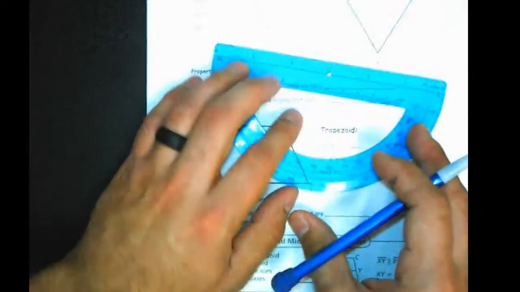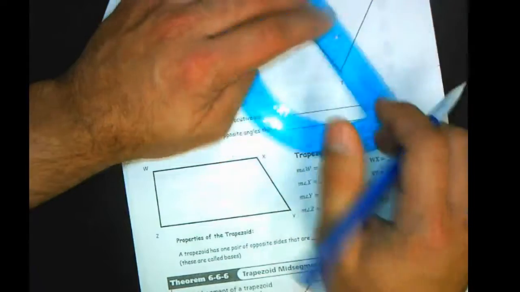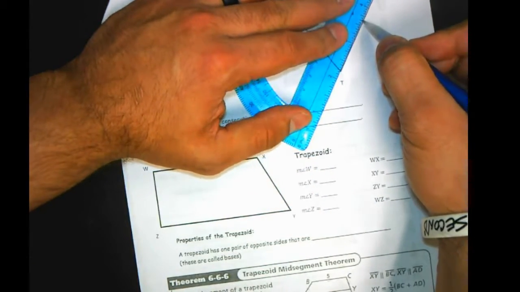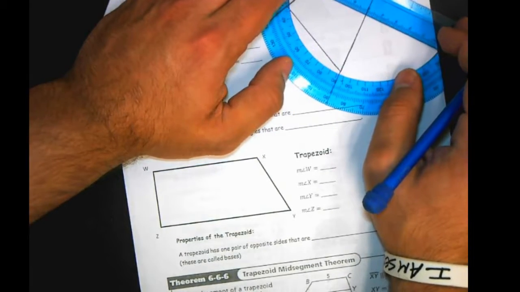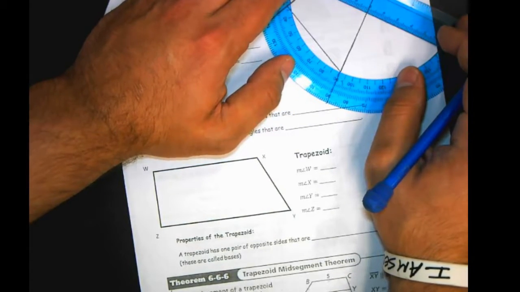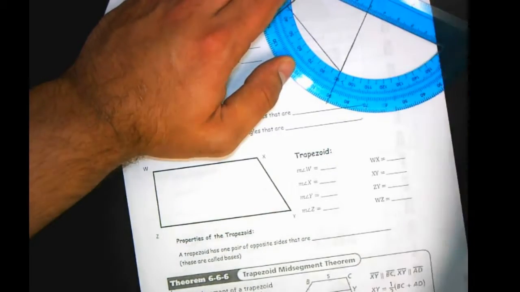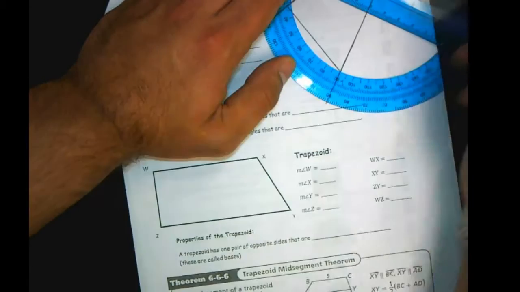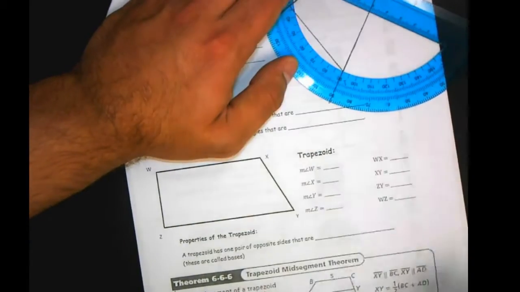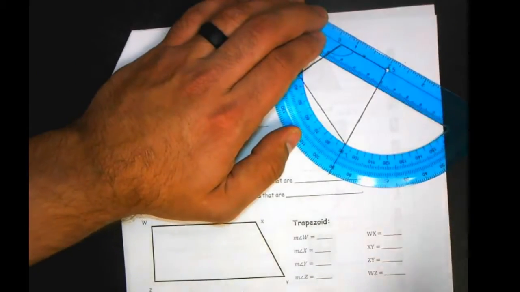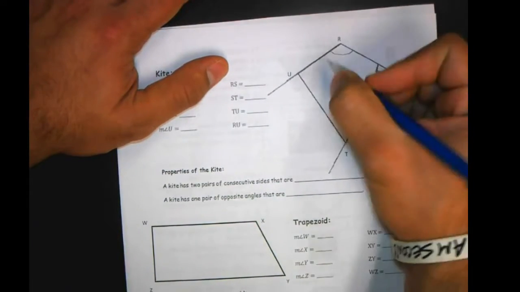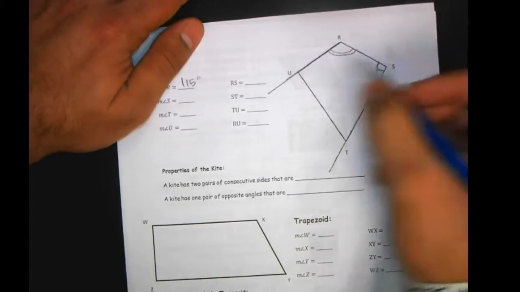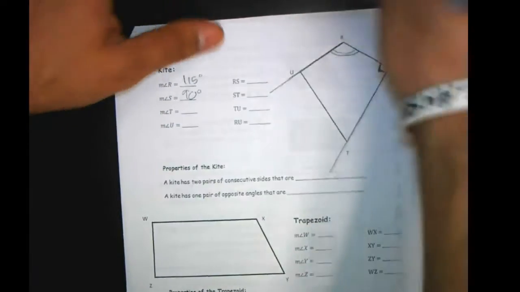All right, let's try S. Okay, let's maybe extend it a little bit. So at S, I line it up. Now this S happens to be right on the 90, right on the money, so to speak. Okay, so S is 90 degrees. I'm going to put 2 arcs on this. Okay, S is 90.